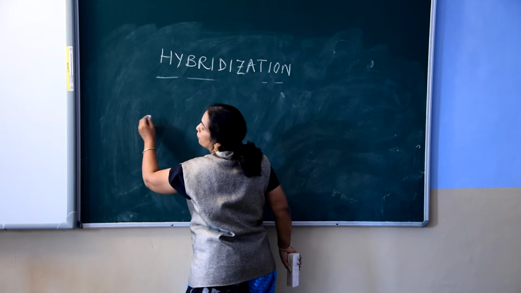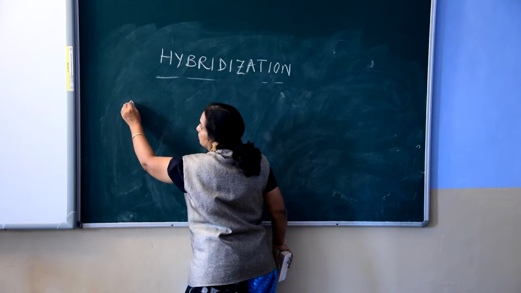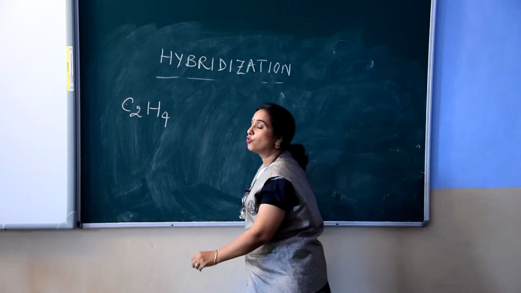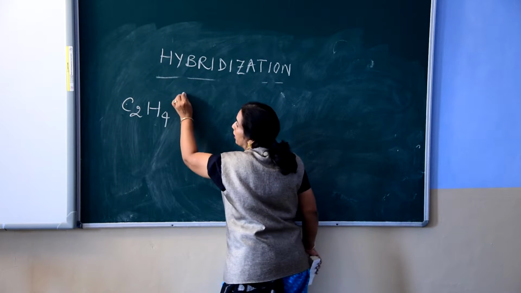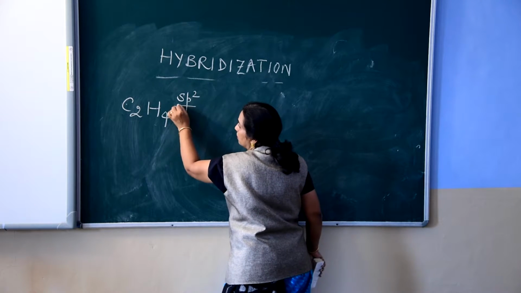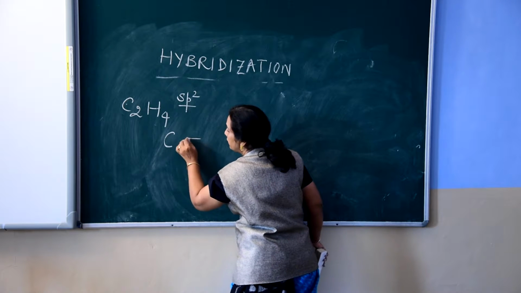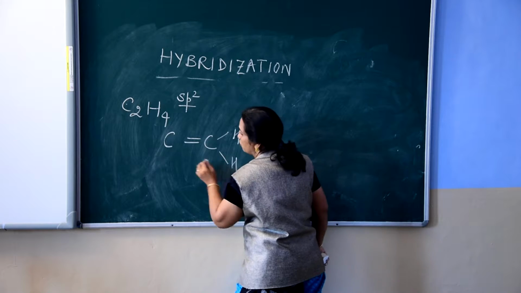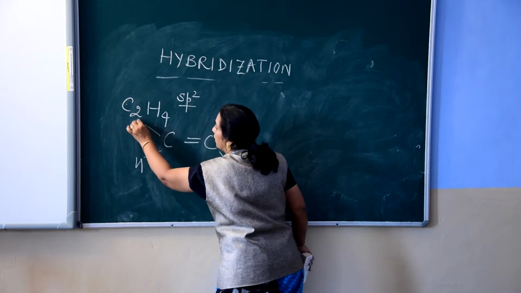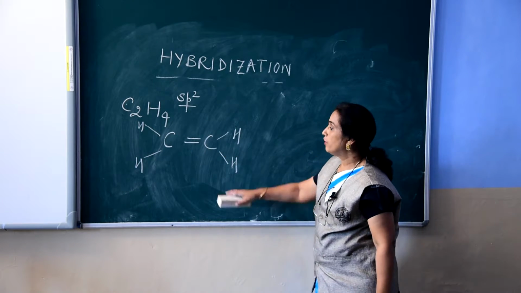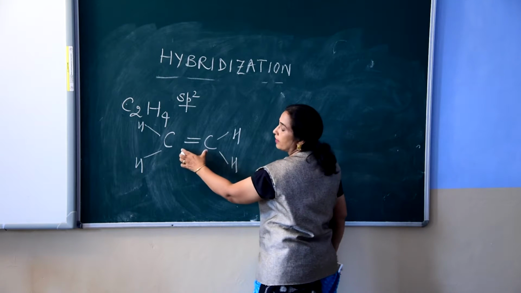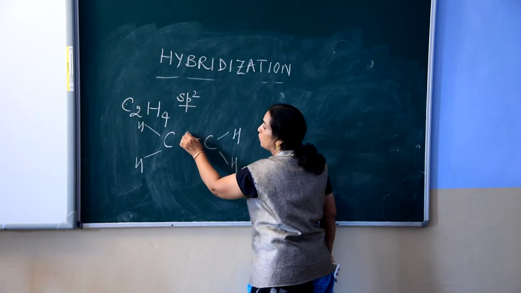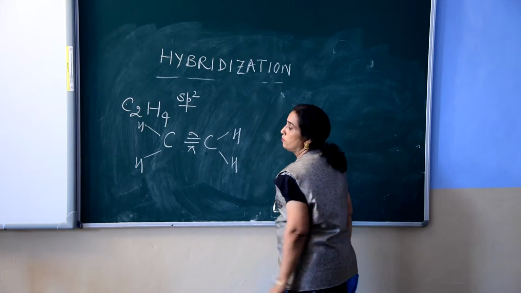In case of ethene, C2H4, ethene shows sp2 hybridization. It has a structure C double bond C, with 1 H here, 1 H here, 1 H here and 1 H here. When we look at the structure of ethene, we see that it has a multiple bond, a double bond between carbon and carbon. It has 1 sigma and 1 pi bond.